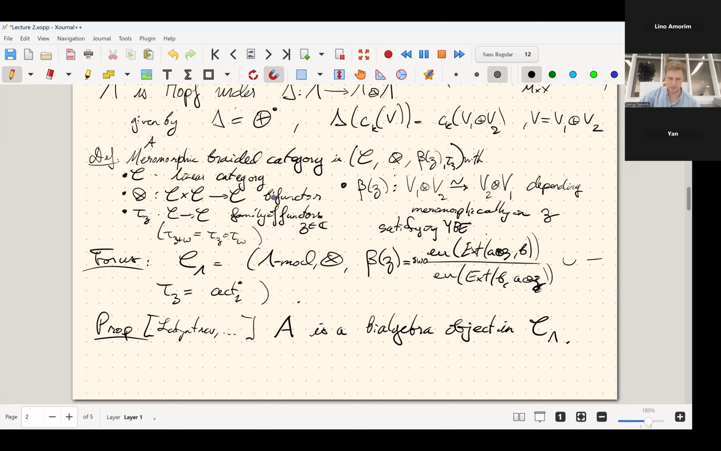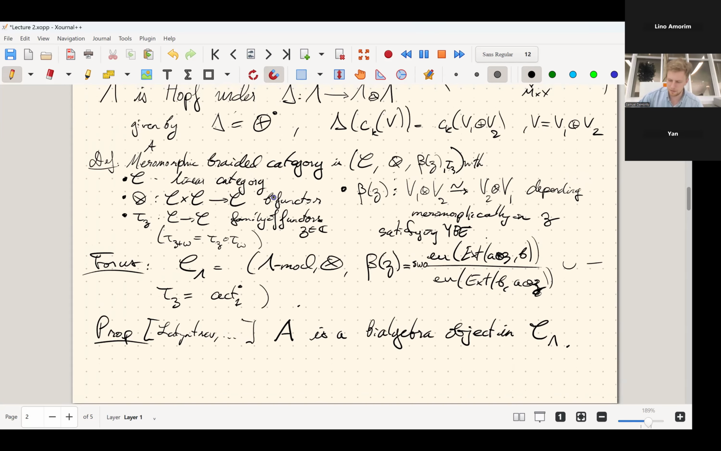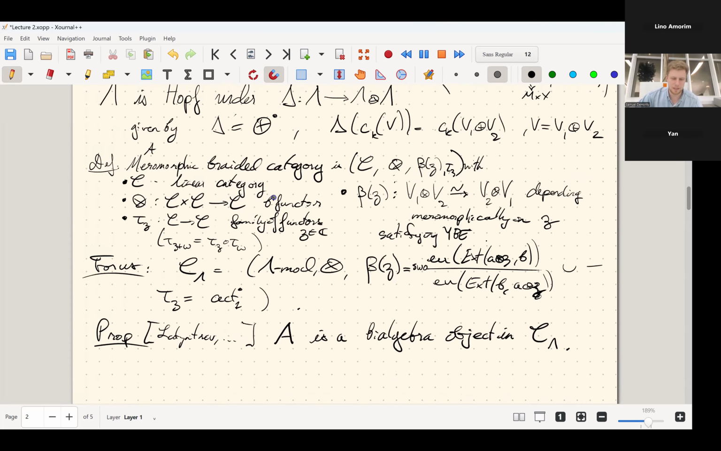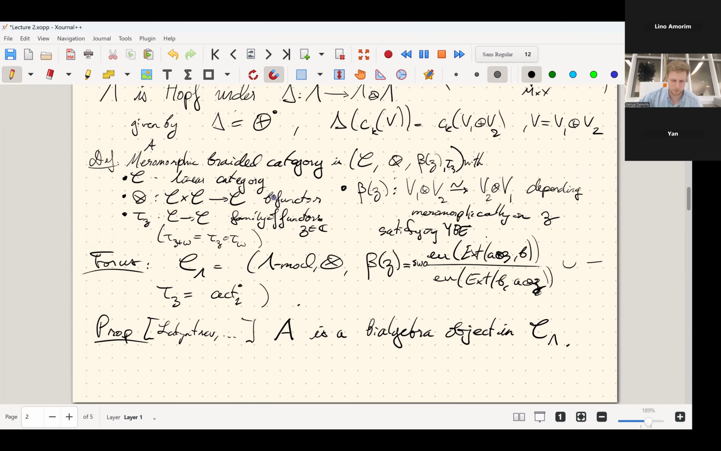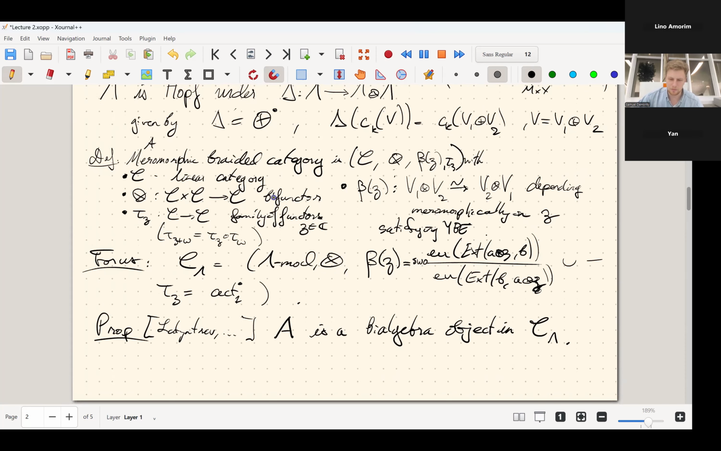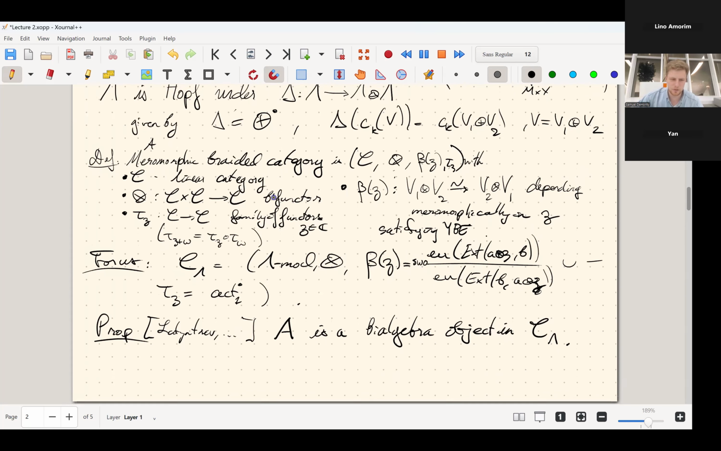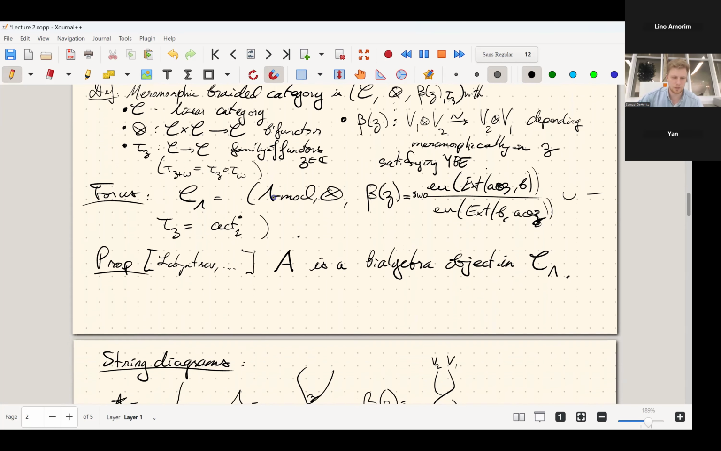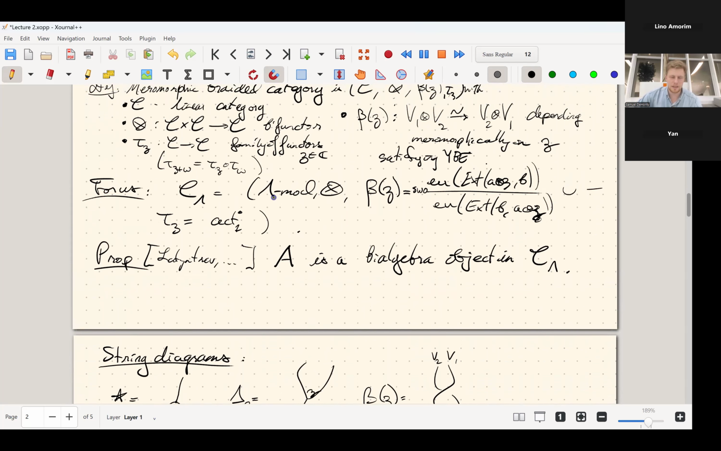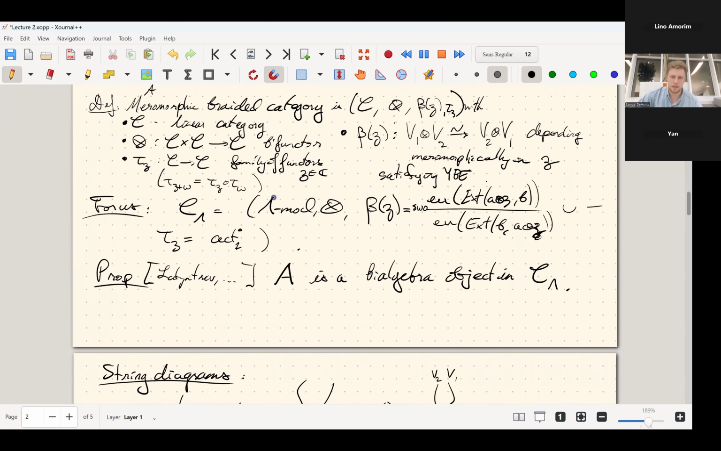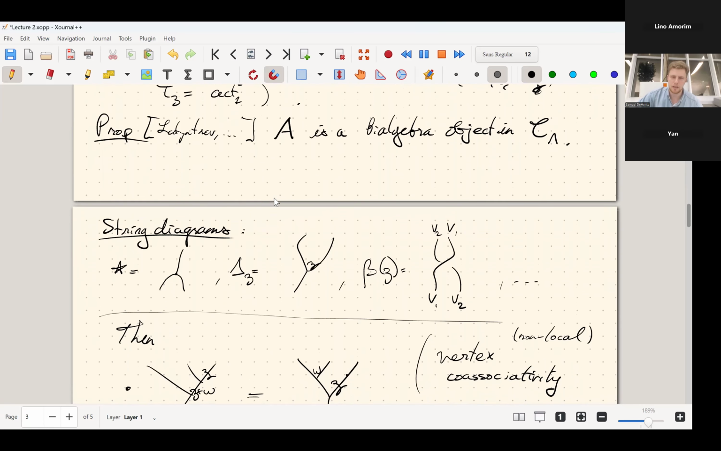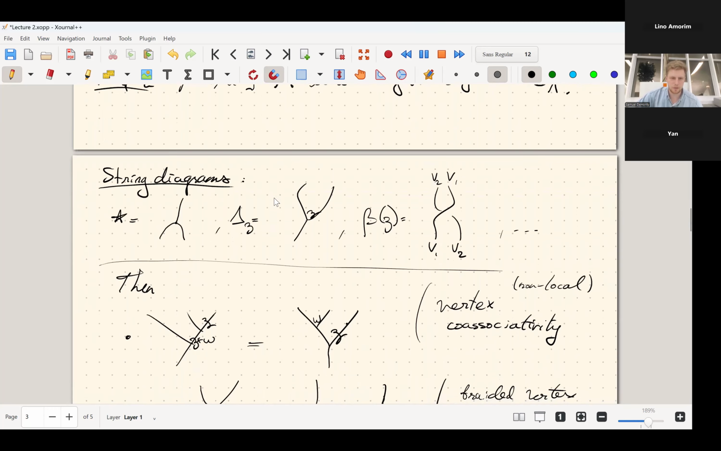The localized story was formalized, again in some generality, by Davison, and this vertex story, and the connection to this vertex coalgebra defined by Joyce, was written down by Alyosha. The proposition is that our algebra is a bialgebra object in this meromorphic braided category.